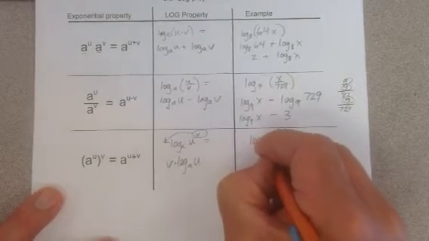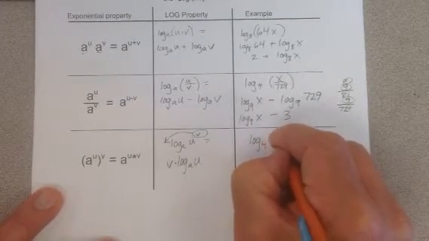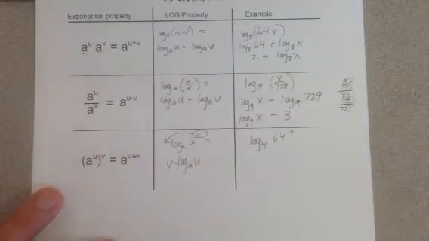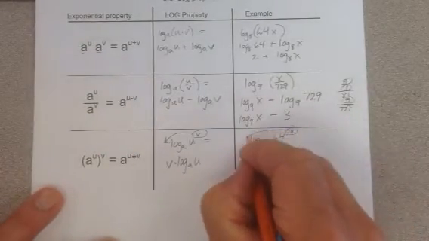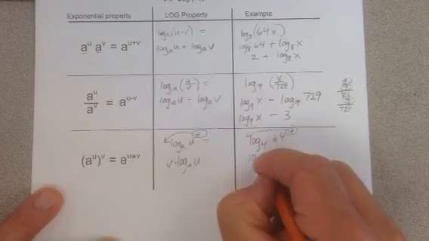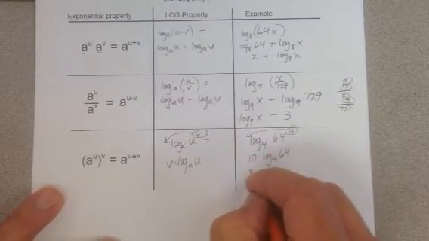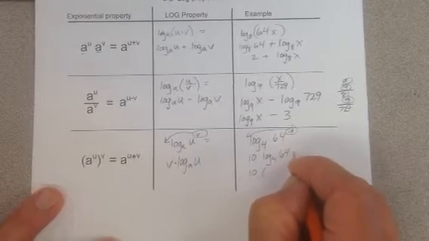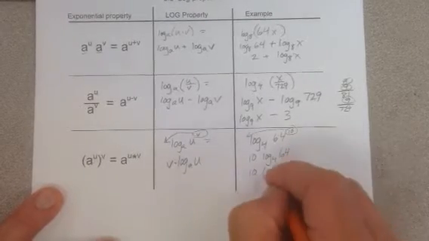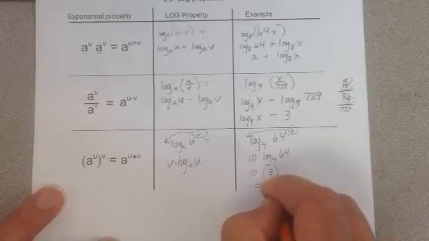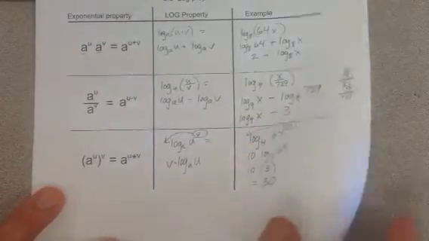So it's log base 4 of 64 to the 10th power. The rule is I can take that, I can pull it out in front. 10 log base 4 of 64. 10 log base 4 of 64 says 4 to what power is 64? It's 3. And I could rewrite that as 30.